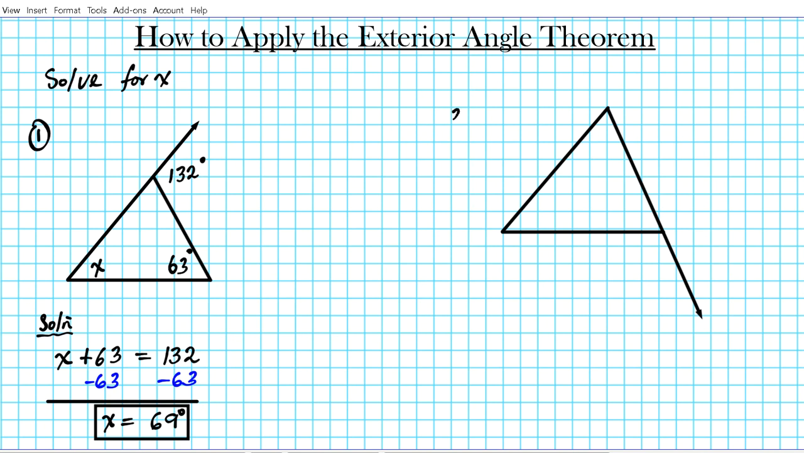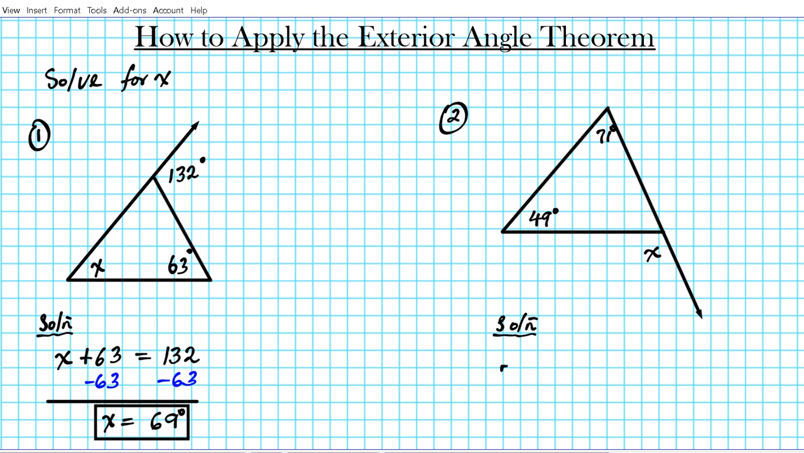Let's take a look at another example, number 2. Let's say we have 49 degrees here, and this is 71 degrees. And let's say this exterior angle here is unknown. Let's call that x. So based on the exterior angle theorem, what equation can we write? The sum of these two is equal to this exterior angle right here.